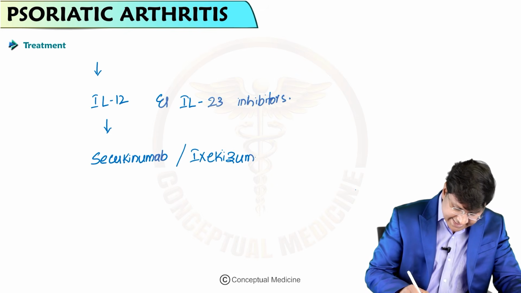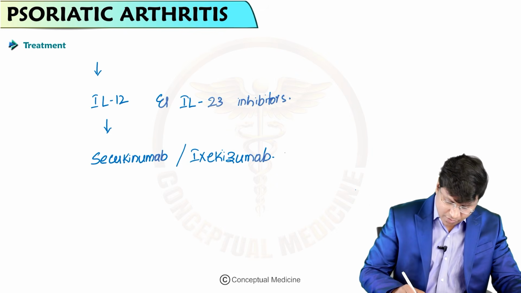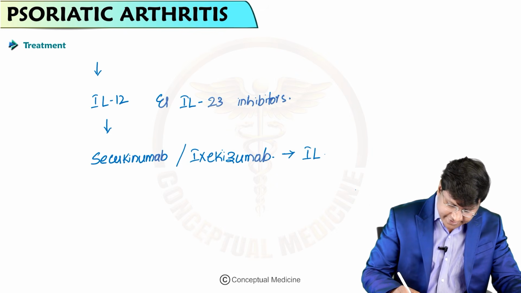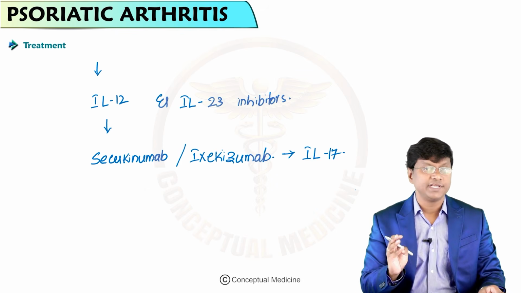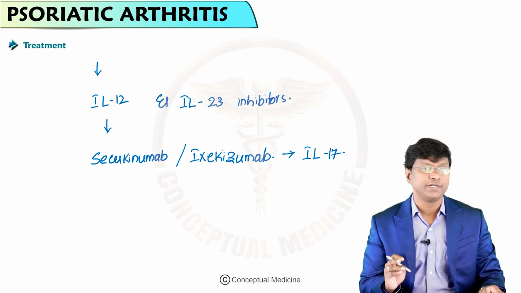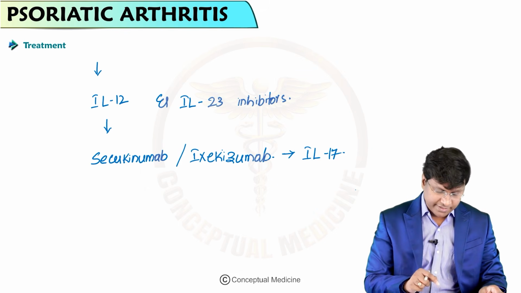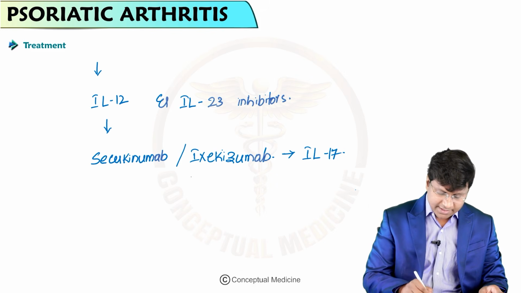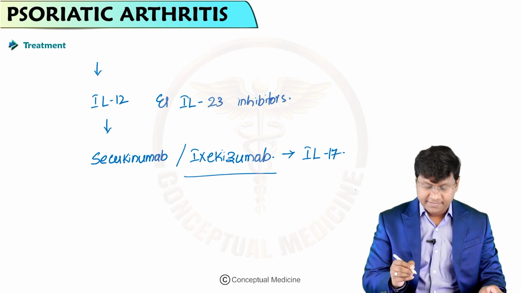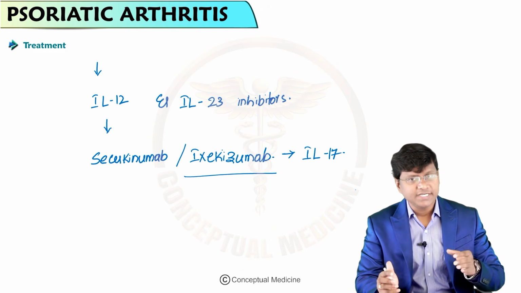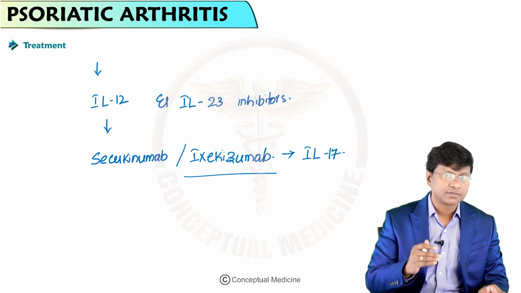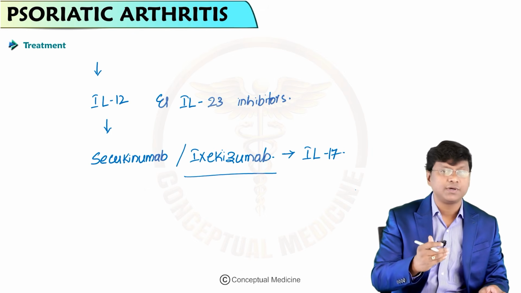So this ixekizumab will also inhibit interleukin 17. Let me just summarize. In those individuals who do not respond to TNF inhibitors or small molecule agents, you need to give an interleukin 12 and interleukin 23 inhibitor, which is ustekinumab, or you can give ixekizumab, that is an interleukin 17 inhibitor. Now, for example, even if the individual is not responding to the above therapies.